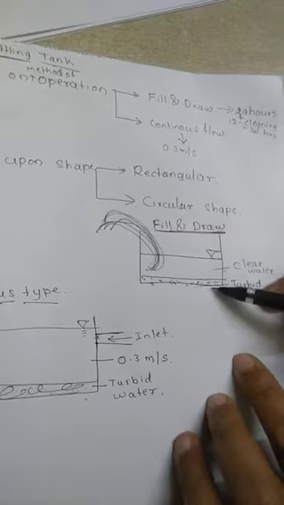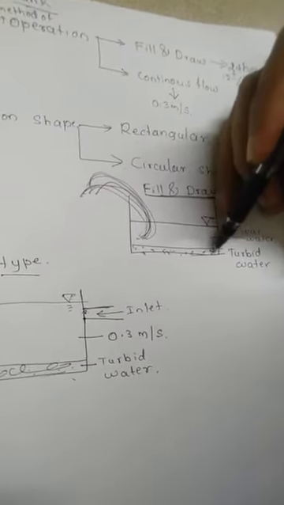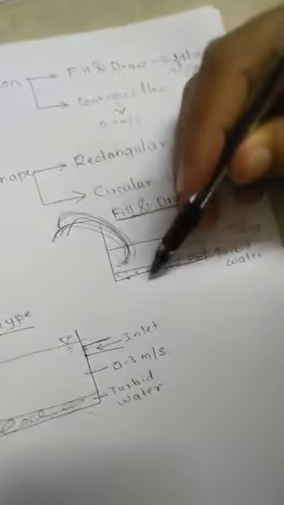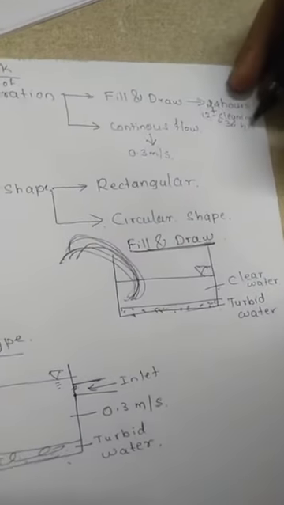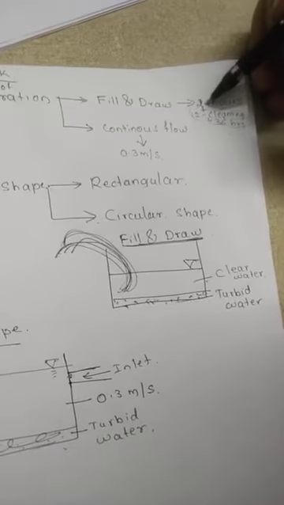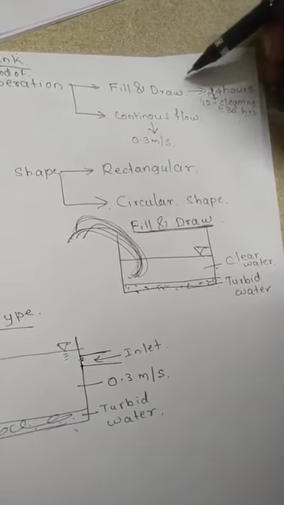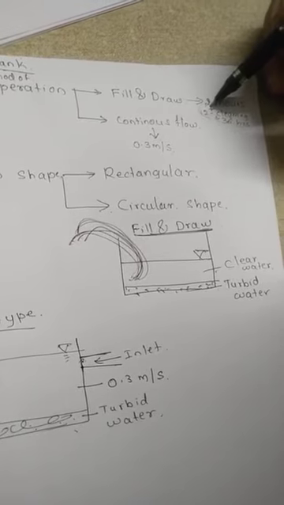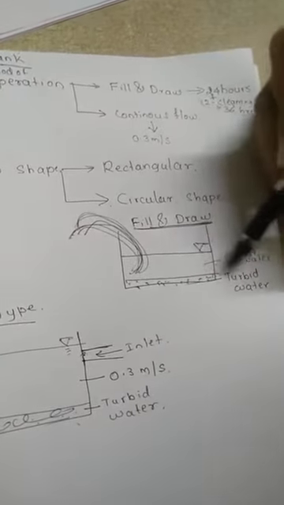After drawing, the turbid water with some amount of settled particles, we need to clean it. For this cleaning, how much time do we require? We require around 12 hours for cleaning. So totally 24 hours for settling the particles and taking the water out, and then again for the cleaning process, this removal of turbid, we take 12 hours.